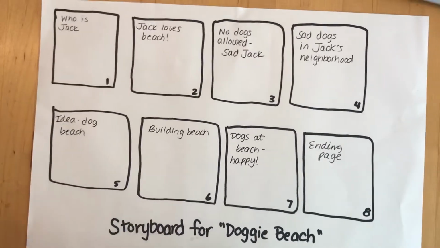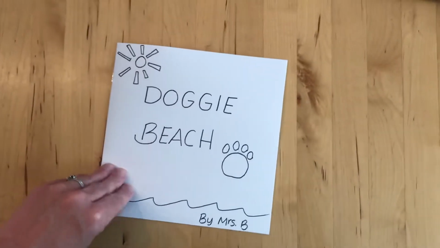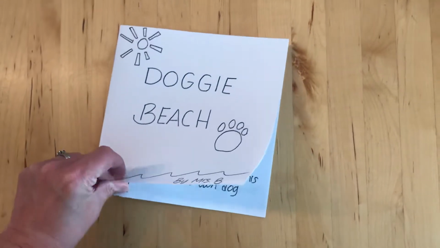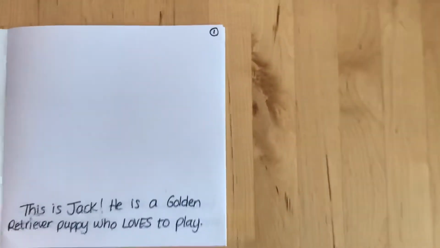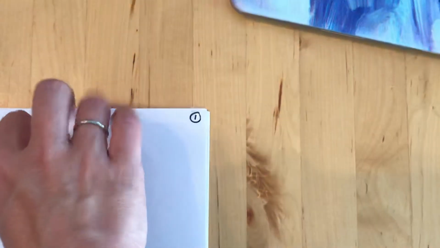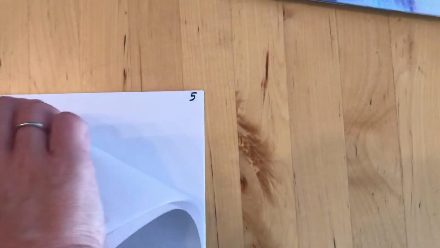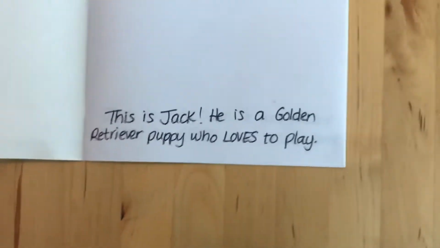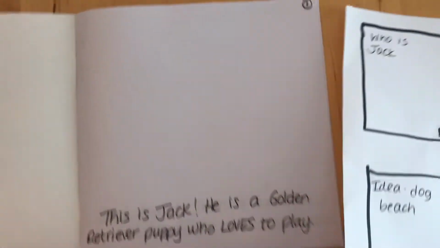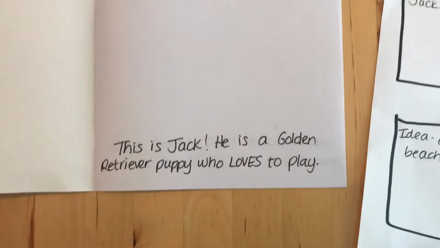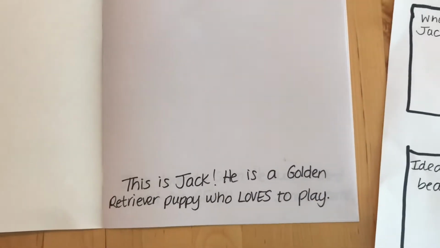So after you have made your storyboard, the next step for today is to write those things on the pages of your book. I always start by writing a number on each page, right in the same spot on every page. And then I look at my storyboard and it says page 1, who is Jack? So I wrote, this is Jack. He is a golden retriever puppy who loves to play.